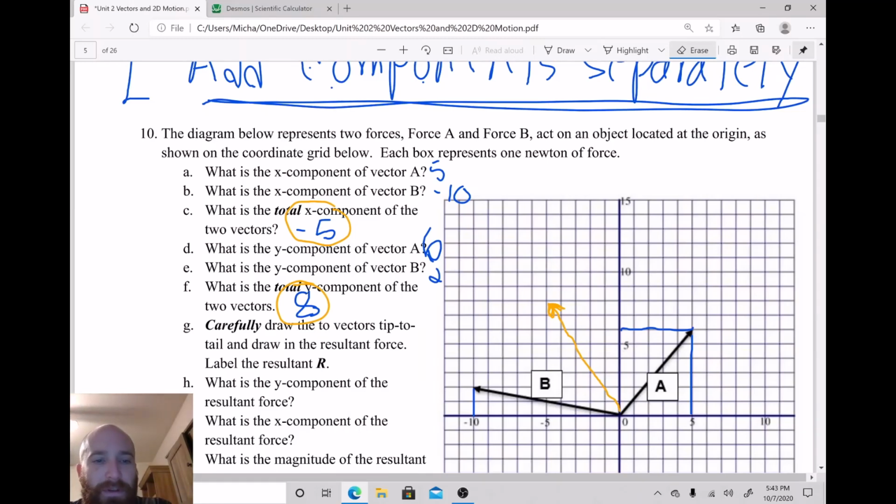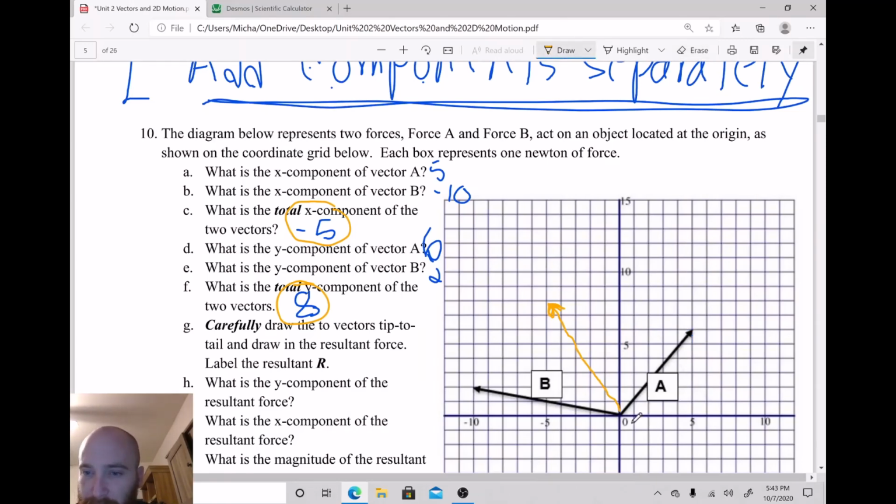Now, last time I told you something totally different. I told you we can do this tip to tail, which means we draw one and then the other. So let's take a moment to see what we would have gotten if we did that. So for G, carefully, emphasis on carefully, draw the vectors tip to tail and draw in the resultant force, which we'll label R. Okay, so that's exactly what I'm going to do. Let's pick one to redraw. I'm going to redraw A because it just looks like it's shorter. I feel like I'll mess it up less.